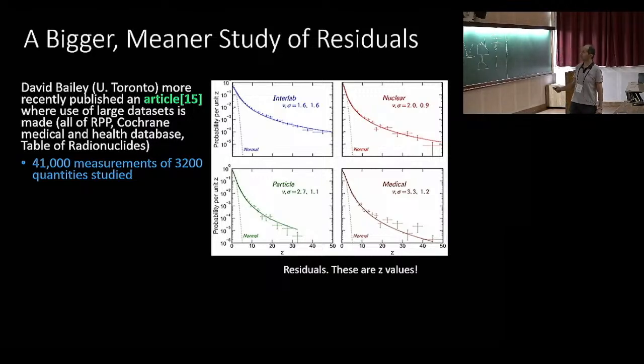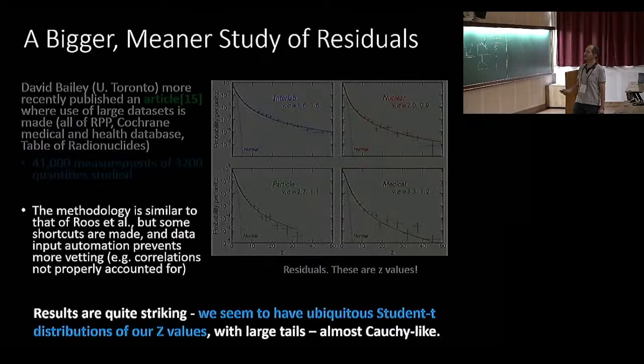And this is a proof because he has taken many, many values. Okay, he didn't consider some correlated systematics and stuff, but the results I think are striking because it seems ubiquitous. We have Student t distributions in our Z values. This is a warning sign. We have to be careful, okay? We are good at estimating one sigma uncertainties, but this is the bulk of a distribution which is maybe not Gaussian and it has fat tails.